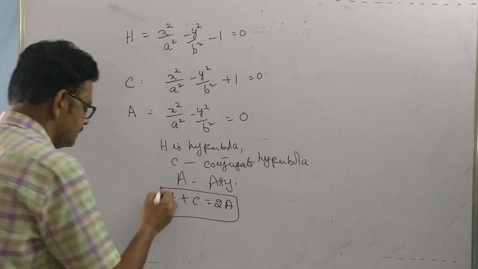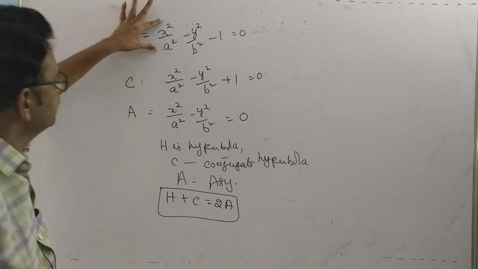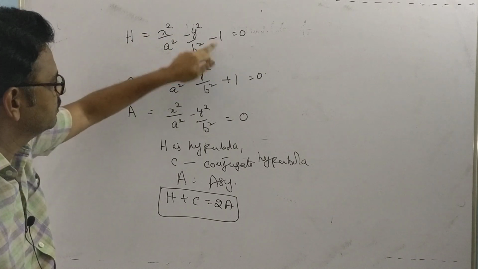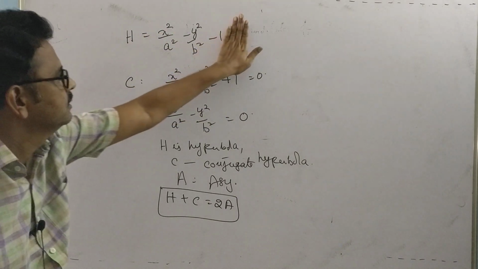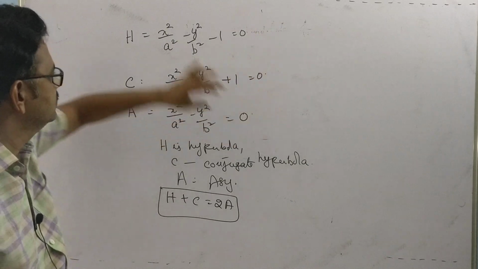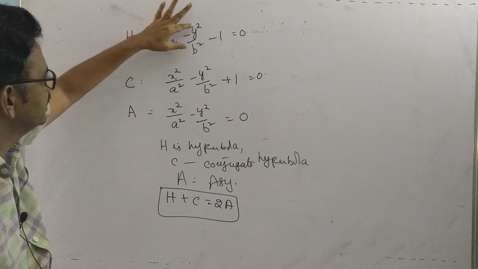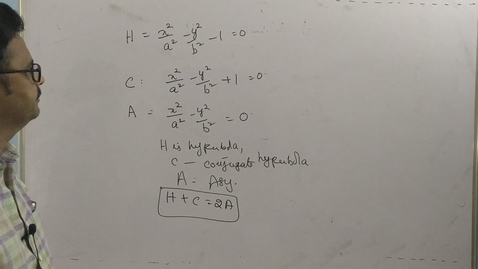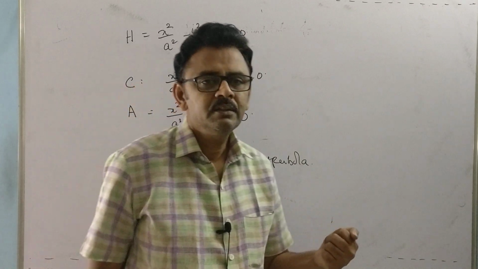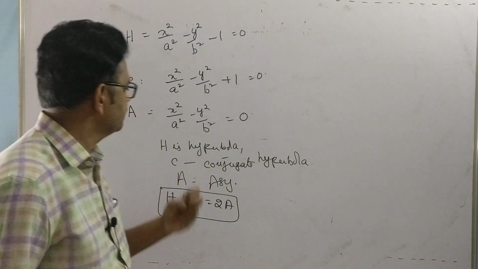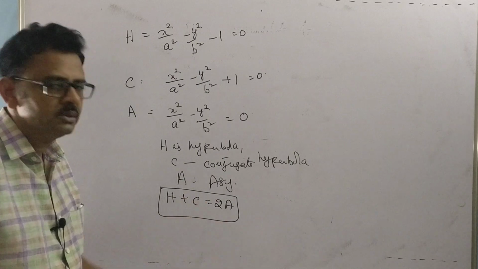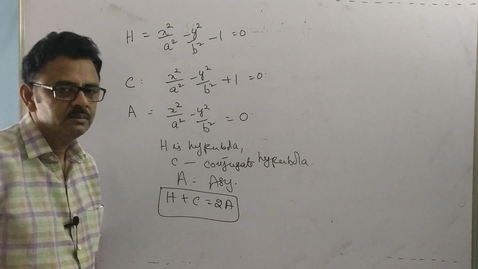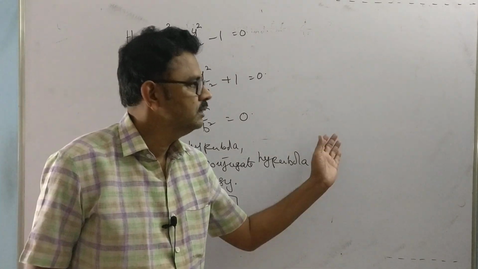Now H plus C is equal to 2A. So this is one relation. This is hyperbola, conjugate hyperbola, asymptotes. Adding these two, 1 gets cancelled, so 2x square by a square minus 2y square by b square, which is 2A. That means if hyperbola or conjugate hyperbola is given, we have to find the asymptotes by using H plus C equal to 2A. So you get the remaining one. Okay. So these are the asymptotes.